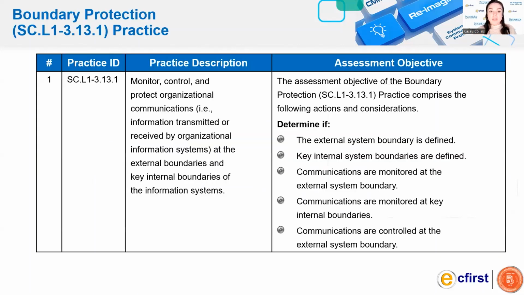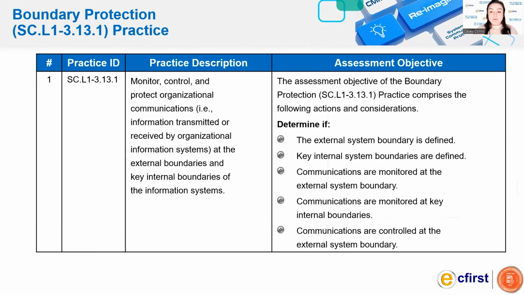So our level 1 practices. First, we have boundary protection. Monitor, control, and protect organizational communications, information transmitted or received by organizational information systems, at the external boundaries and key internal boundaries of the information systems.